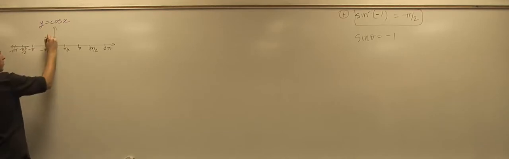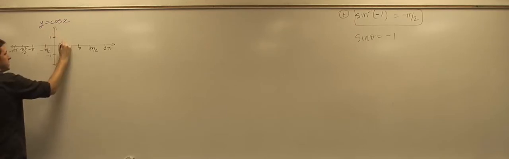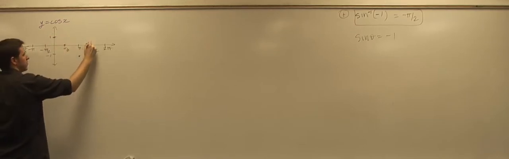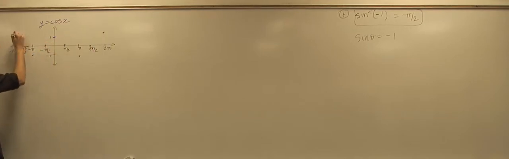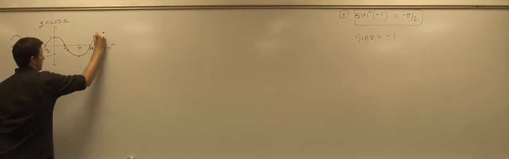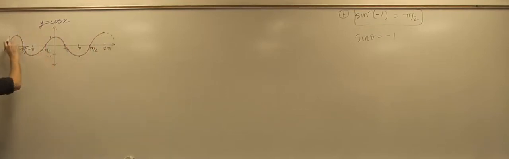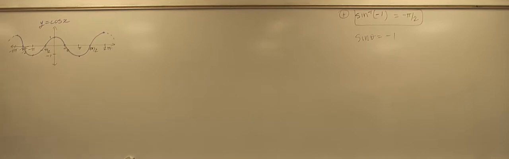Cosine starts at a max, which is at 1. Goes max, 0, min, 0, max. And then backward it goes 0, min, 0, max. Again, this fails the horizontal line test, so it won't have an inverse function as it is. But if we restrict our domain, we can then flip it and get our inverse function.